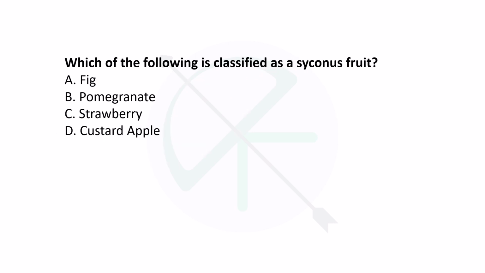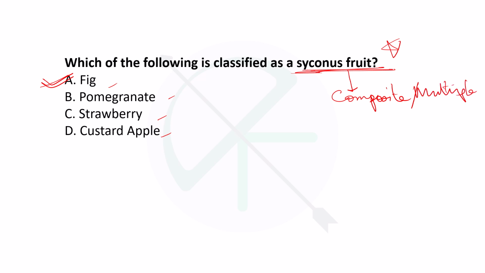And next question is, which of the following is classified as Syconus fruit? This is from fruit classification. Again, this is important. Fig, pomegranate, strawberry, custard apple. The right option for this question is fig. Syconus fruit is basically a type of composite or multiple fruit. Fig is one of the examples. Another example is pineapple. Pineapple is not an example of Syconus, but it comes under composite fruit. And then there is jackfruit.